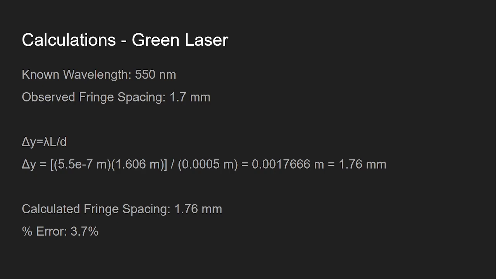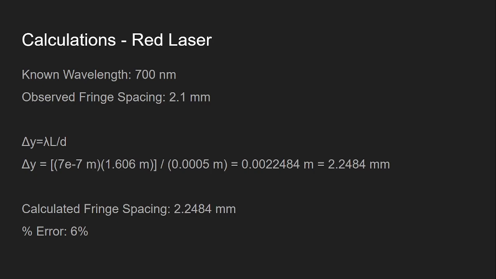We observed 1.7 millimeters, with there being a 3.7% error in our work there. Moving to the red laser, we had an observed fringe spacing of 2.1. Using our known wavelength of 700 nm, we plugged that into our equation and we received a calculated fringe spacing of 2.24. And with our calculated fringe spacing being 2.24, we had a percent error of 6%. So a little bit more percent error on that one.